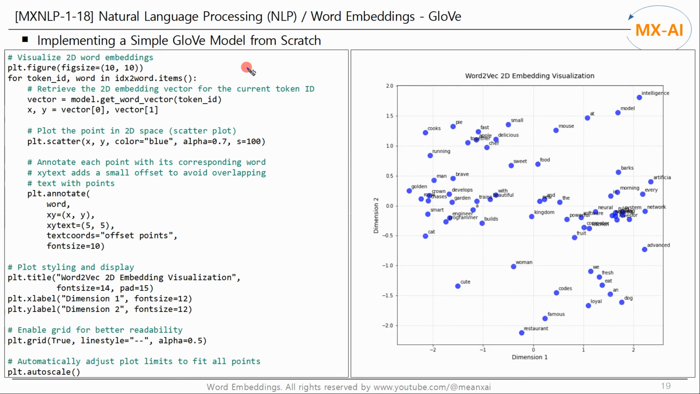Next, let's visualize the embedding vectors for all the words in the vocabulary in a two-dimensional space. The result looks like this. Since we trained the model on a very small corpus, we shouldn't expect this visualization to reveal meaningful semantic relationships. With a much larger corpus, however, words with similar meanings would naturally be located closer together in the embedding space. I won't go into the plotting code here, since our focus is on understanding and implementing the GloVe model itself.